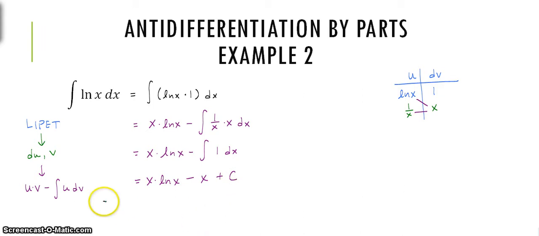Remember that the check would be to prove to yourself that the derivative of x times natural log of x minus x plus c really does give you the integrand, which is natural log of x. And I hope that you are aware that that check will involve using the product rule, because what we're doing with anti-differentiation by parts is undoing the product rule. So I leave it to you to do that check, but it's always a good idea when you're learning a new skill to actually prove that it works. So that's what you should get if you take the derivative of the answer.